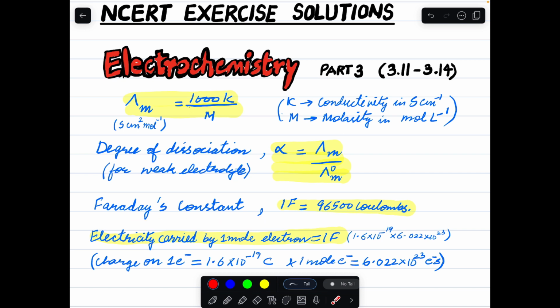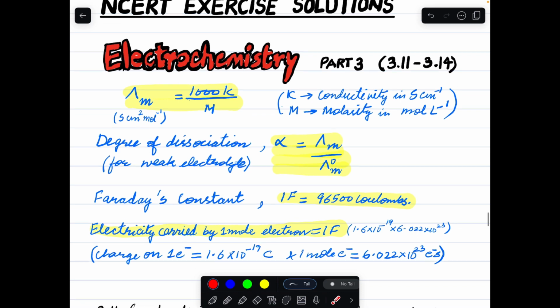And you have to always remember that 1 Faraday is equal to the charge, which is 96500 coulombs approximately. And 1 Faraday is the electricity carried by 1 mole of electrons. So the value of Faraday's constant we get by multiplying the charge on one electron and the number of electrons in 1 mole of it. So we will be doing question 3.11 to 3.14.